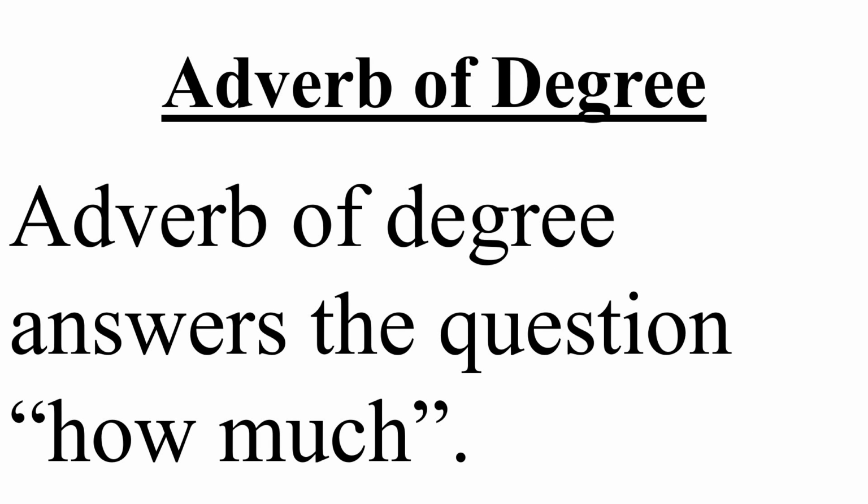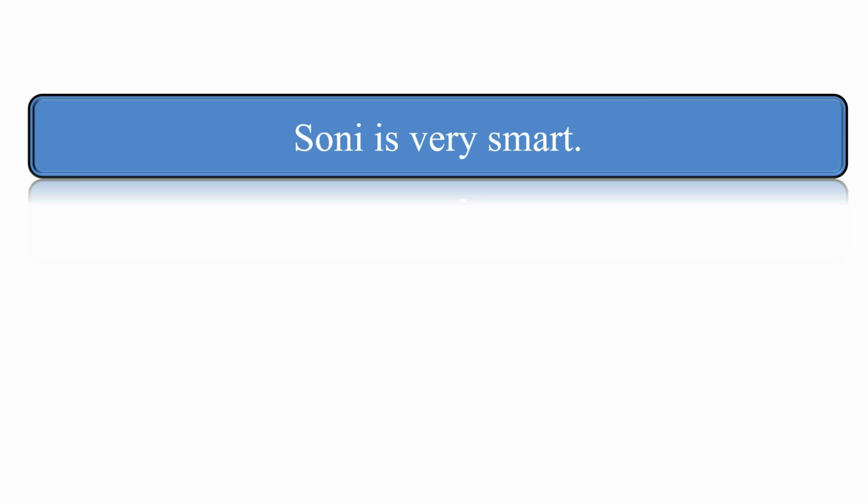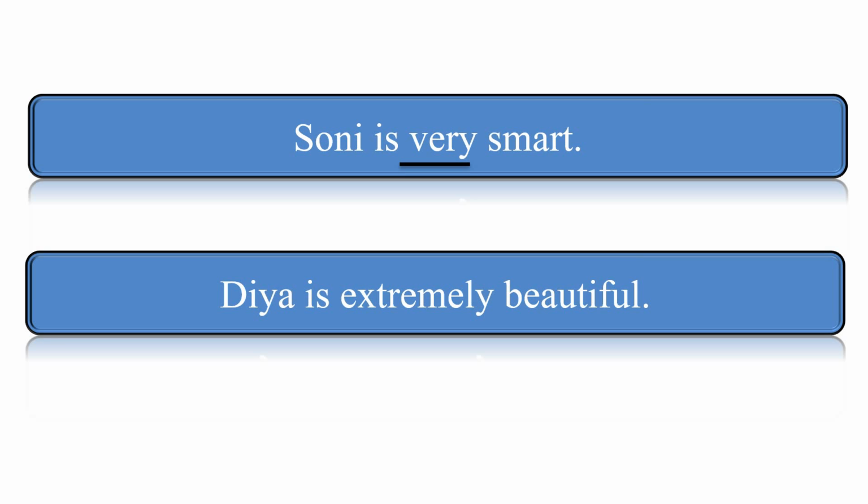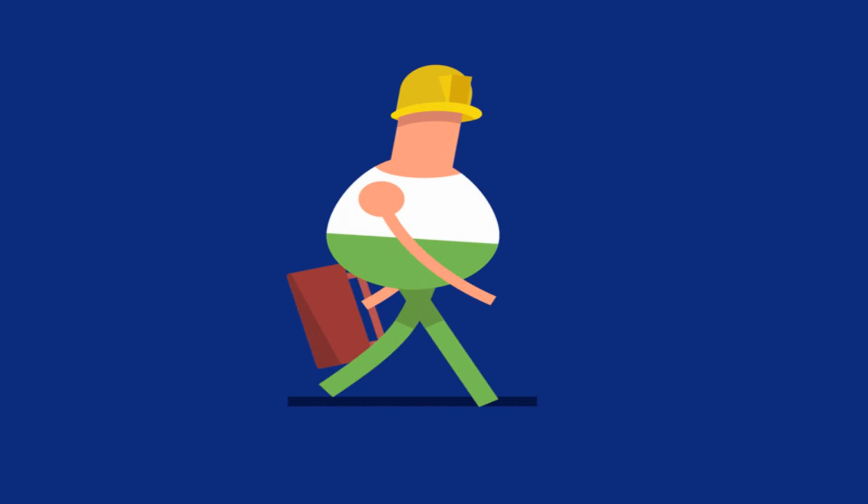Let's see the examples. Sony is very smart. How much smart Sony is? Very. Very is showing here the intensity of adjective smart. So, very is adverb here. Diya is extremely beautiful. How much beautiful Diya is? अगर आप how much से question create करेंगे तो the answer you'll get extremely. तो extremely हुआ हमारा adverb of degree. Hopefully you may have understood the adverbs clearly.